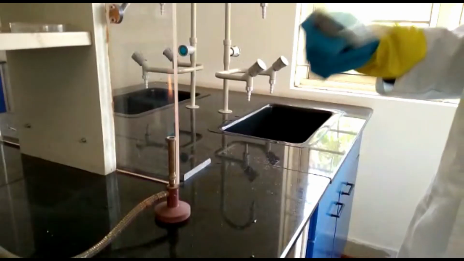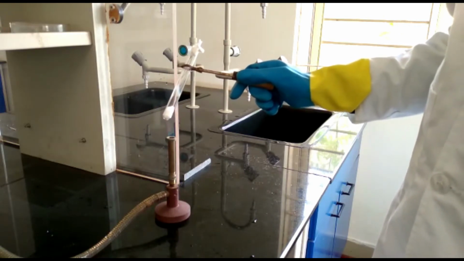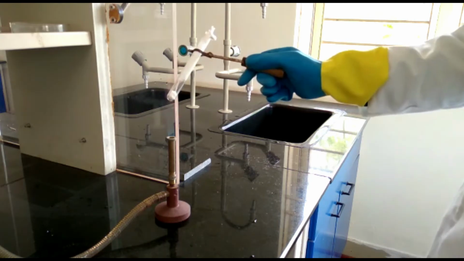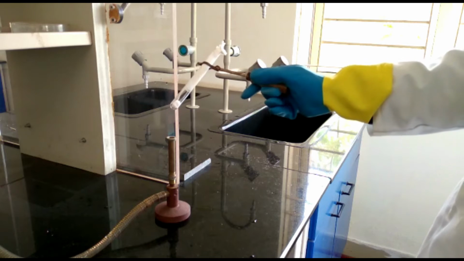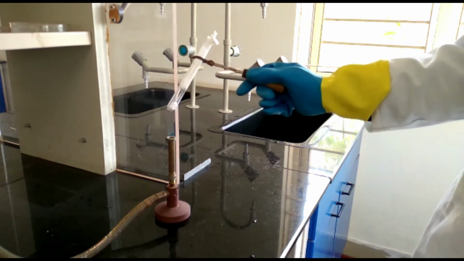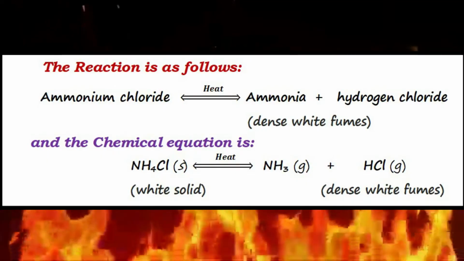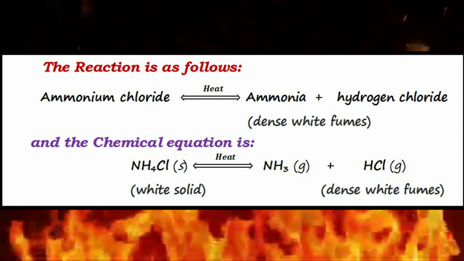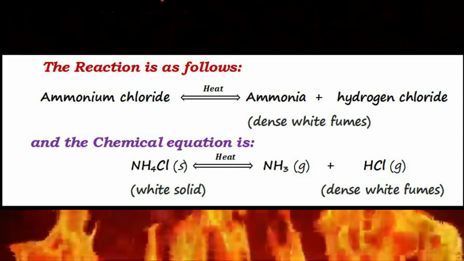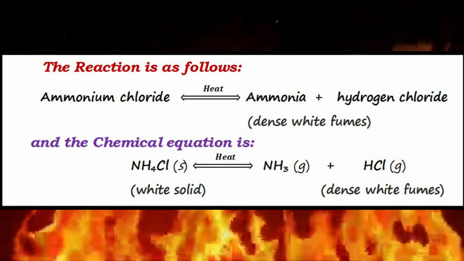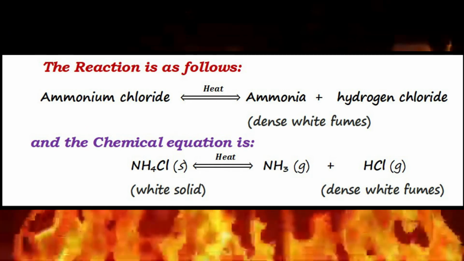We will see the effect of heat on ammonium chloride. It started sublimating and it is condensing on the upper parts of the test tube. See, when heated, it is not turning into liquid. From solid, it is directly changing to gaseous state and sublimes on the cooler sides of the test tube. You can see that. The reaction is as follows. Ammonium chloride on heating sublimes into ammonia and hydrogen chloride, which forms the dense white fumes. And the chemical equation is NH4Cl on heating gives NH3 plus HCl.